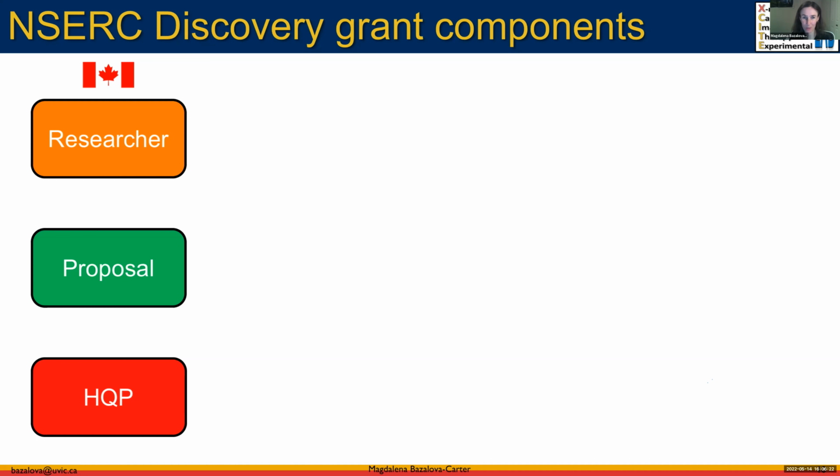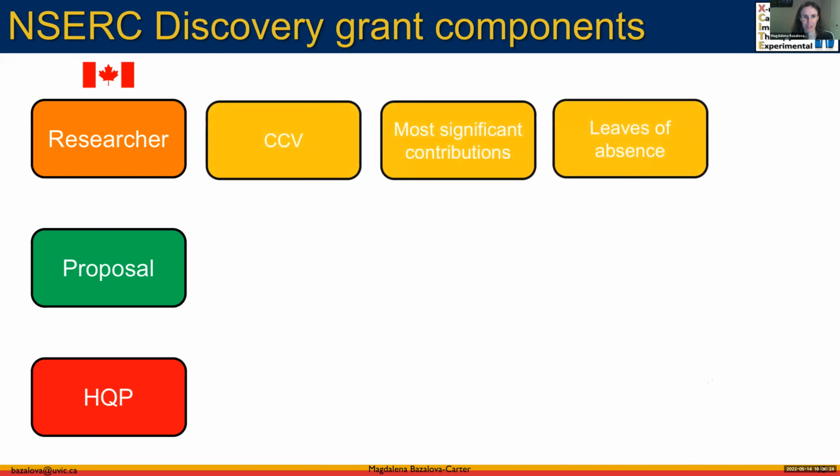So what are the components of the application? For the researcher, of course, it is your CV, and here we call it the Canadian Common CV. You have to describe your most significant contributions. So it's not just the CV, but you have to submit a couple of pages on how you contributed to the field of medical physics. You can also attach leaves of absence if you were on maternity leave or on sick leave for a longer period of time that affected your productivity. You can tell the review panel as well.